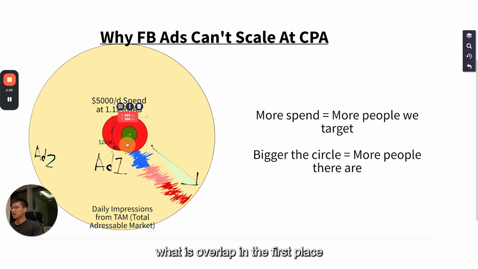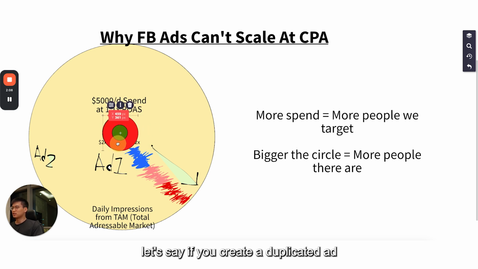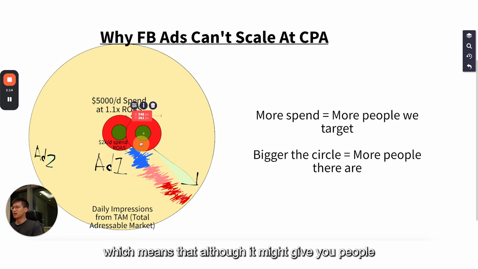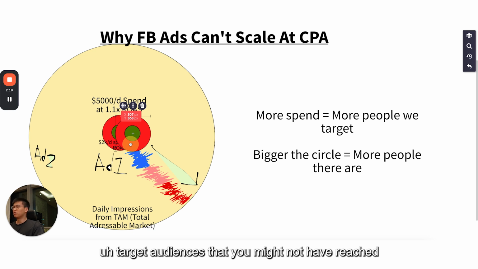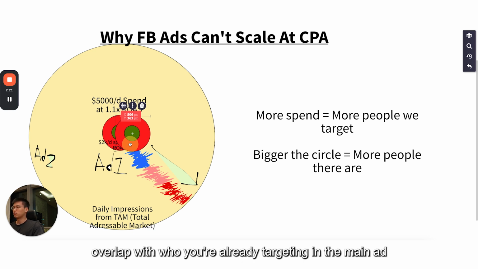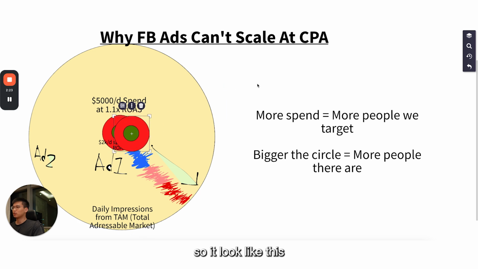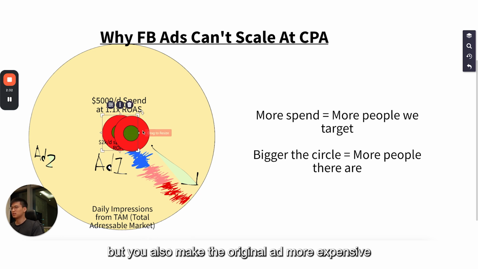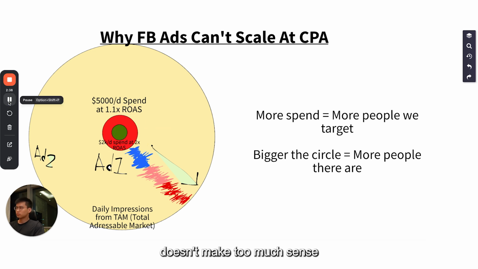What is overlap in the first place? Let's say if you duplicate the ad, it's not going to act as a separate ad to target a different audience within your TAM. It's going to be the same audience, which means that although it might give you, say, target audiences that you might not have reached, it also will overlap with who you're already targeting in the main ad. So it looks like this. You kind of overlap. Yes, you reach a certain part where you didn't target originally, potentially, but you also make the original ad more expensive because you guys are both bidding the same amount for it as well. Doesn't make too much sense.